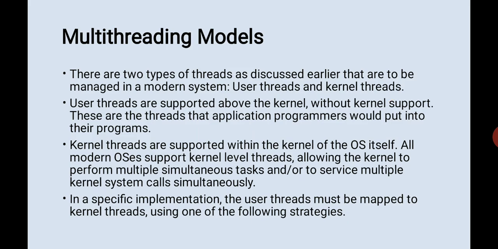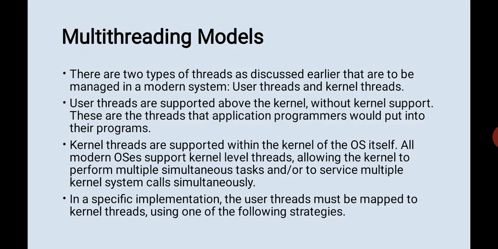Okay, next we come to multi-threading models. See, there are two types of threads, as discussed earlier, that are to be managed in modern systems: user threads and kernel threads. This we discussed in types of threads. Now what it says is that user threads are supported above the kernel, without kernel support. So these are the threads that application programmers would put into the programs, so these are user defined threads. Kernel threads are supported within the kernel of the OS. All modern OSs support kernel level threads, allowing the kernel to perform multiple simultaneous tasks and to service multiple kernel system calls simultaneously.